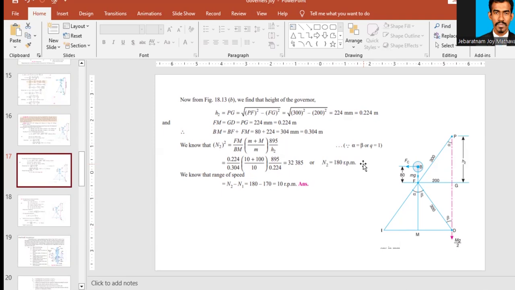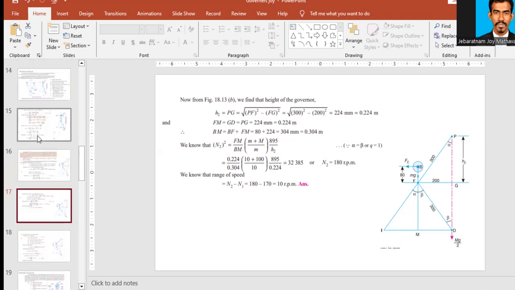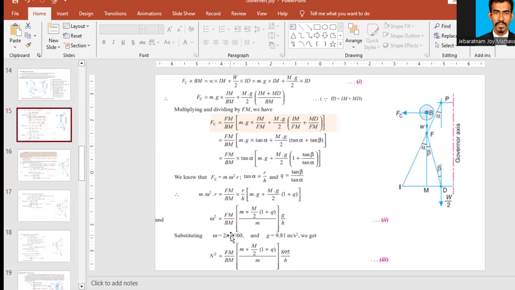You may wonder why we didn't use these alpha and beta terms. Because this length and this length are equal, therefore alpha is equal to beta. Therefore tan alpha upon tan beta is equal to 1, and 1 plus tan alpha upon tan beta will be equal to 1 plus 1, 2, and that 2 and the 2 in m by 2 will cancel out. I repeat, here we have a q, and this q is tan beta upon tan alpha.